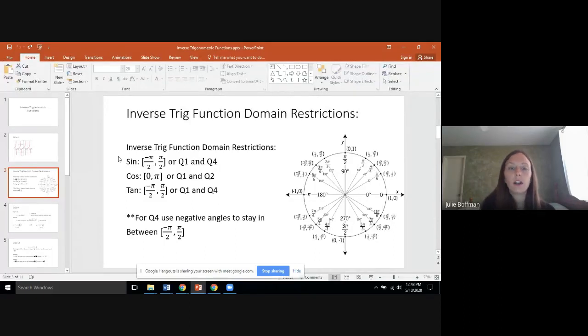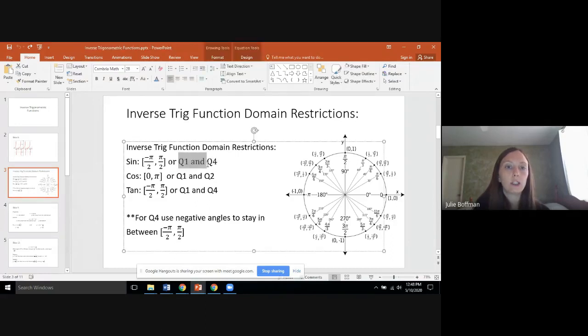So these restrictions: anytime you're doing inverse sine, you're going to look at quadrant 1 and quadrant 4. Anytime you're looking at cosine, you're going to look at quadrant 1 and quadrant 2. Anytime you're looking at tangent, you're going to look in quadrant 1 and quadrant 4. That's never going to change.